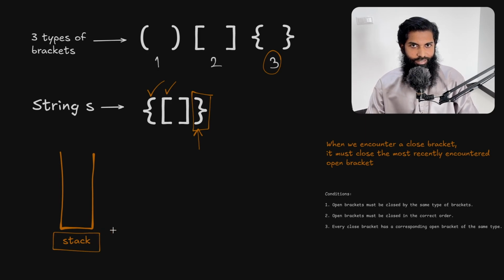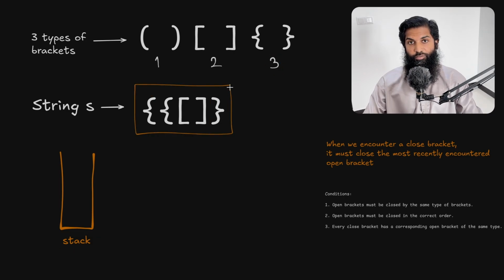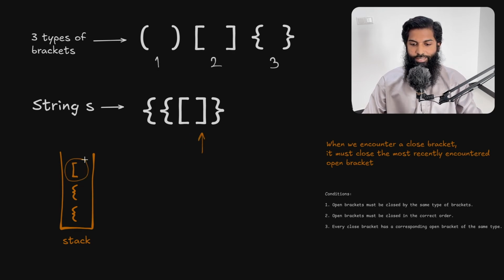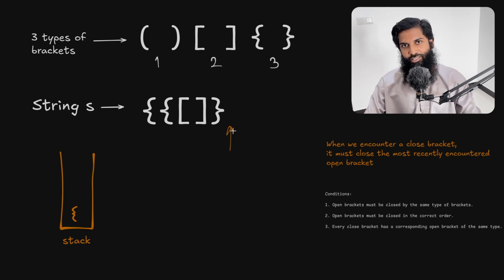Let's look at another example to understand why we check the size of the stack. Take this example for instance. Let's traverse it using our algorithm. Open bracket, so we push it into the stack. Open bracket again, push it into the stack again. Open bracket, push it into the stack. Close bracket, check the top of the stack. The types are equal, so we can pop the stack. Close bracket again, check the top of the stack. Types are equal, pop the stack and move on. Now we are at the end of the string and no more brackets to process.